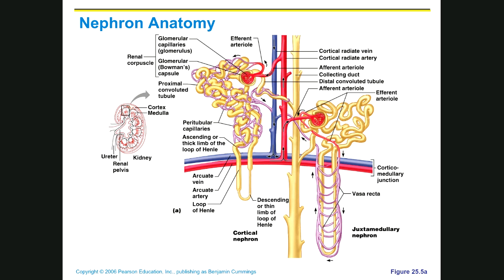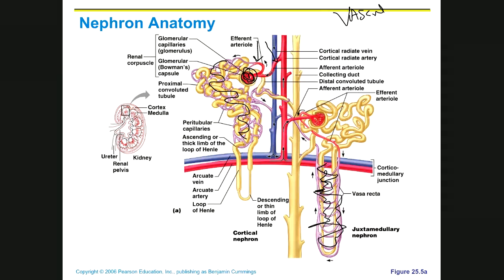And we went over the structure of the nephron. Remember, there are three parts to the nephron. There's a part that involves blood vessels. That starts here with the afferent arteriole, and then we have the glomerular capillaries, and then the efferent arteriole, and then the peritubular capillaries and the vasa recta. So that's the vascular portion of the nephron.